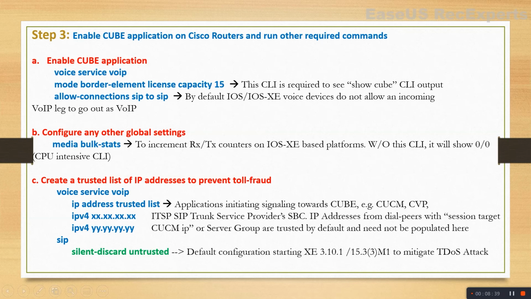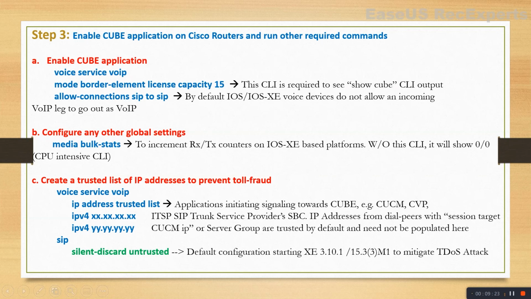So what are those? First, under voice service VoIP, which is the global configuration, you have to enter mode border-element license capacity 15, which is not a mandatory command. This command just enables the show cube CLI output. If you don't enter this command, show cube will not work, which will not impact the functionality of CUBE. Mode border-element license capacity 15 means you are telling this CUBE that we will need 15 sessions, not more than that. Though this is not enforced, it's up to you.